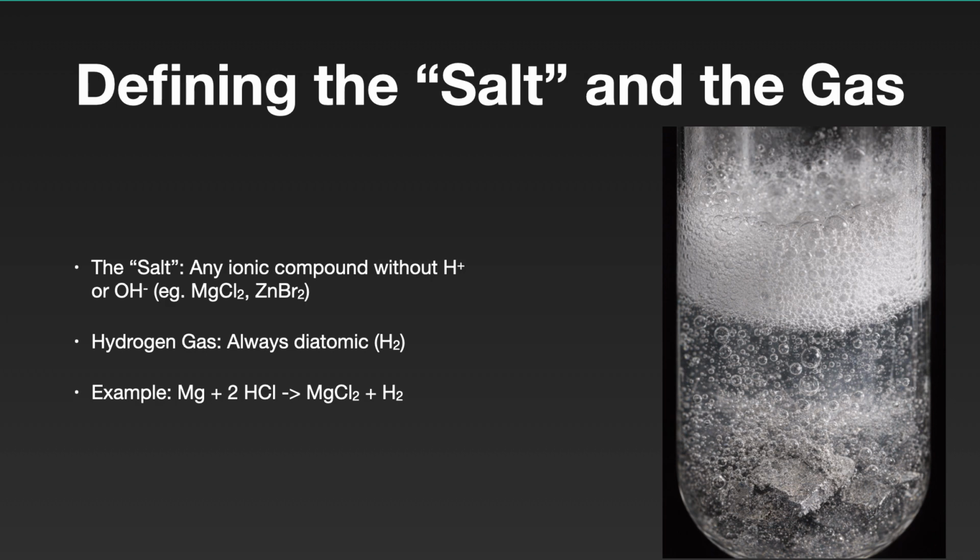In chemistry, the word salt doesn't just mean the stuff on your French fries. It refers to any ionic compound formed in these reactions, like magnesium chloride or zinc bromide. It's also important to remember that hydrogen is a diatomic element, so when you write these equations, the gas product is always written as H2. That usually means you'll need to go back and balance the rest of the equation with coefficients.